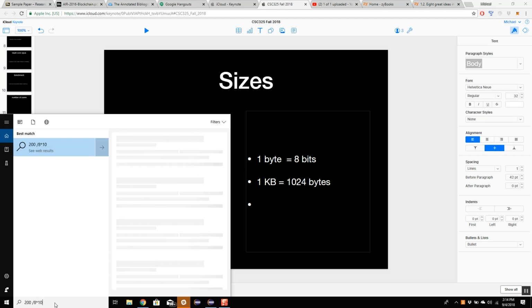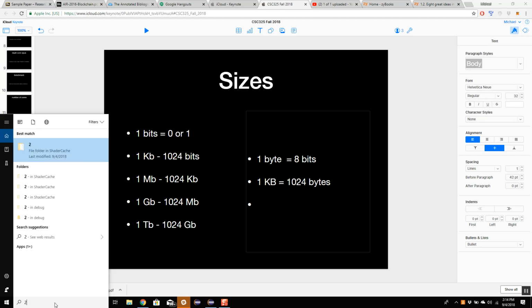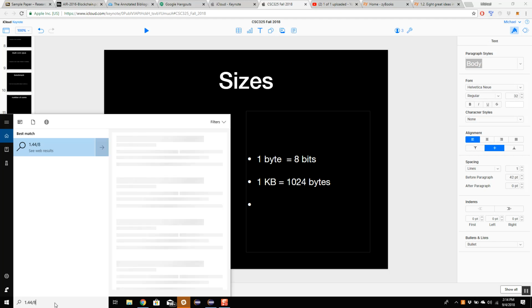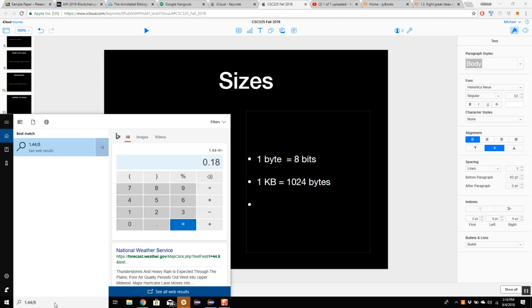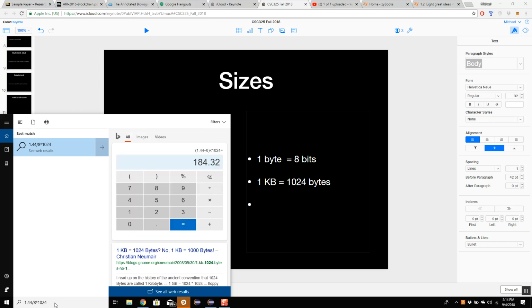What was it before? 25 megabytes per second max speed? It's not bad. That's if you got full speed from someplace else. As opposed to if you had 1.44 megabit divided by 8, you're getting 0.18 megabyte times 1,024. So you could get 184K a second for 30 grand a month.